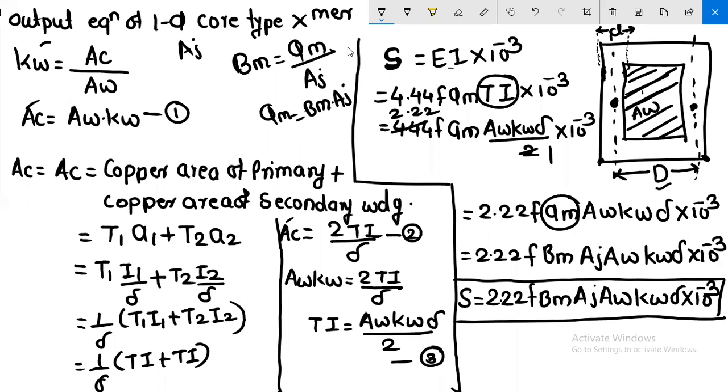So what does F stand for? F stands for frequency. Bm stands for maximum flux density. Ai stands for the iron area. Then AW, window area. KW, window space factor. What does delta stand for? Current density. And this 10 raised to minus 3 is a constant. What is my unit here? It is measured in kVA.